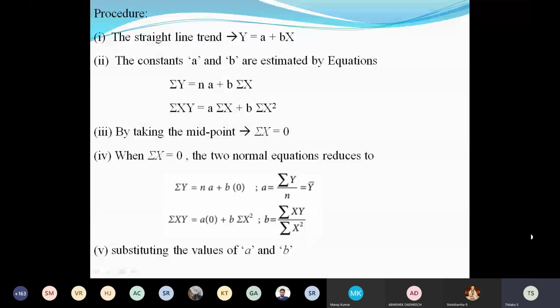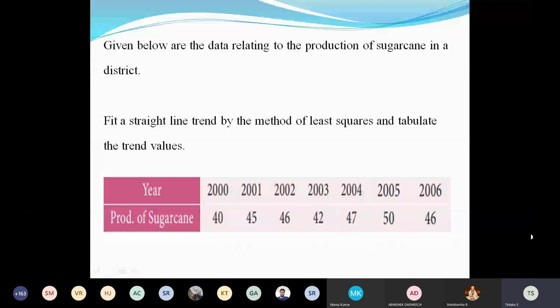Is it clear? What you told? Yes, ma'am. x equal to 0 by taking the midpoint. Okay, I'll explain it, because we are having two conditions. For this, we are taking this as a midpoint. I'll explain it a little bit later.